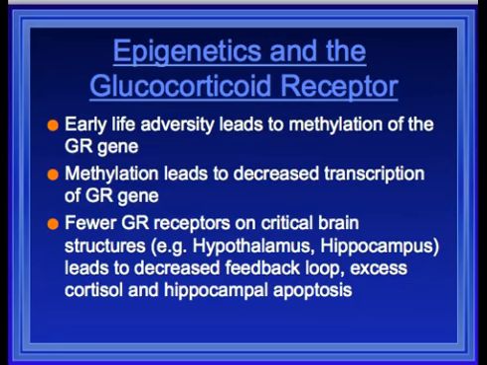So we've just seen how stressful environment leads to hypermethylation of genes that then leads to decreased transcription of the glucocorticoid receptor gene. And the fewer the glucocorticoid receptor genes that are present on the hypothalamus, for example, you're going to have a decreased feedback loop giving you the excess cortisol, and cortisol actually leads to hippocampal apoptosis. The neurons of the hippocampus, when exposed to too much cortisol, actually shrivel away and die.